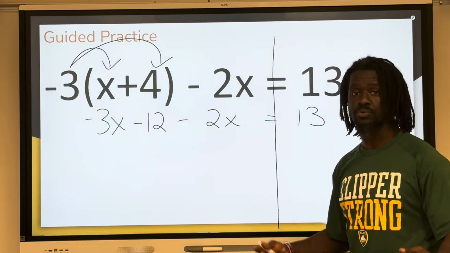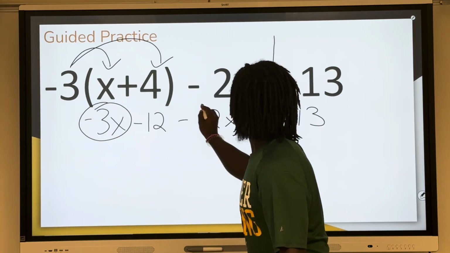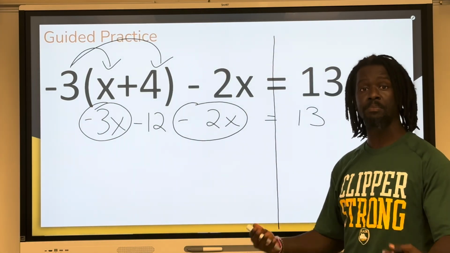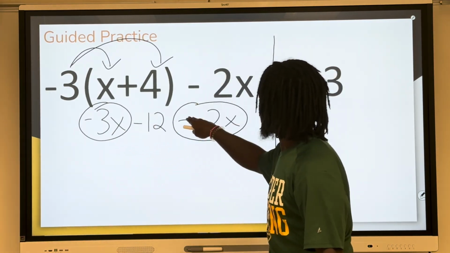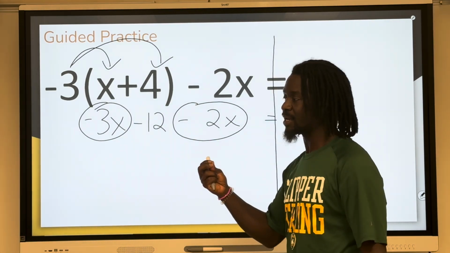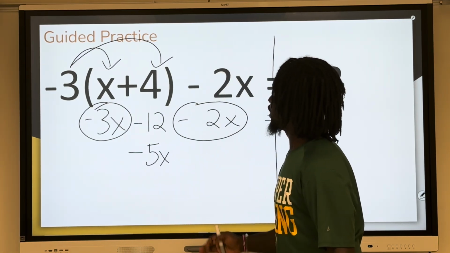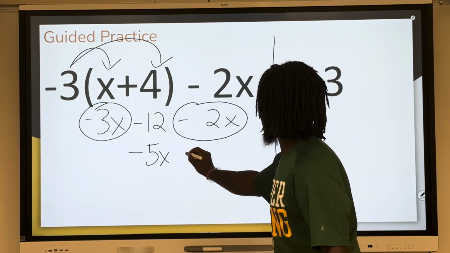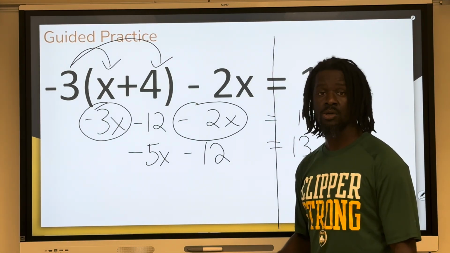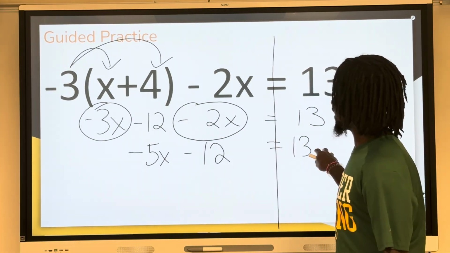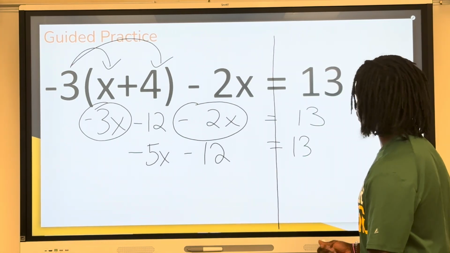Are there any like terms to combine? Yes, there are. Like terms are this negative 3x and this negative 2x because they both have x's. When I combine them, negative 3 minus 2, just combining the coefficients, I'm going to get negative 5x. Then I'm going to bring down the rest of my equation, the minus 12 equals 13. And here, step 3 would be to combine like terms on the right side, but there's nothing to combine, so I am going to keep on going.